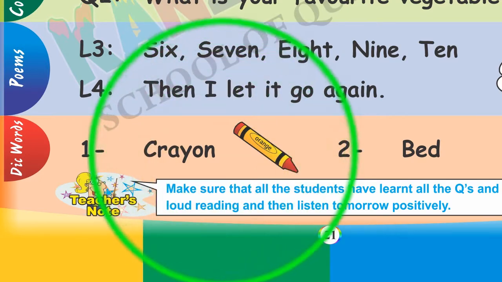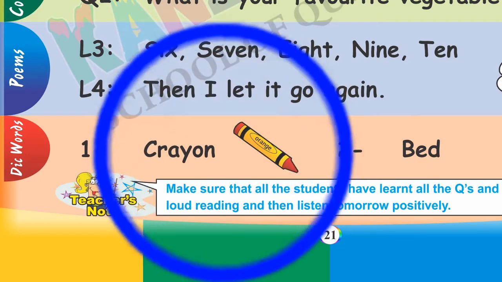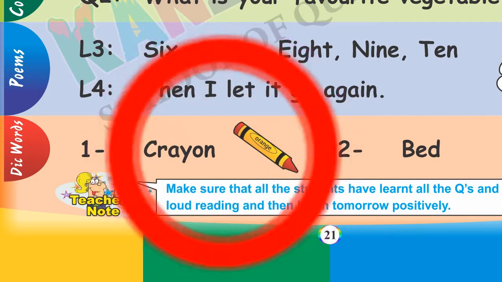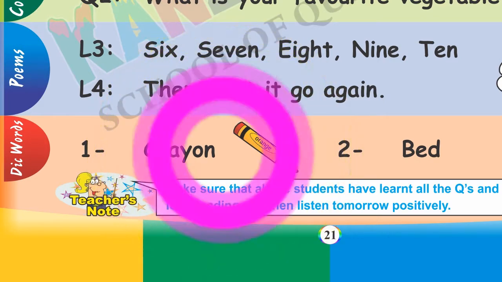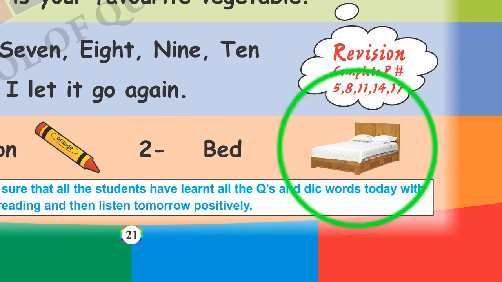Crayons. Read aloud with me. Crayon. What is it? Crayon. And the second one, bed.